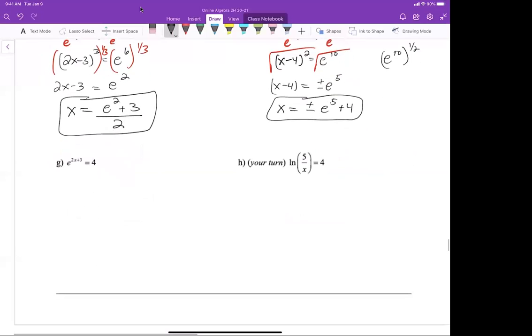G. All right, I'm still trying to solve for x. I have e raised to the 2x plus 3 equals 4. How do I undo e? I take the natural log of both sides.